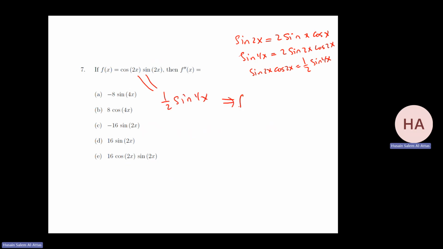So what is f prime? It will be half times cosine 4x times 4. That will be 2 cosine 4x. He wants f double prime. F double prime will be what? Minus 8 sine 4x. Yeah, which is this one.